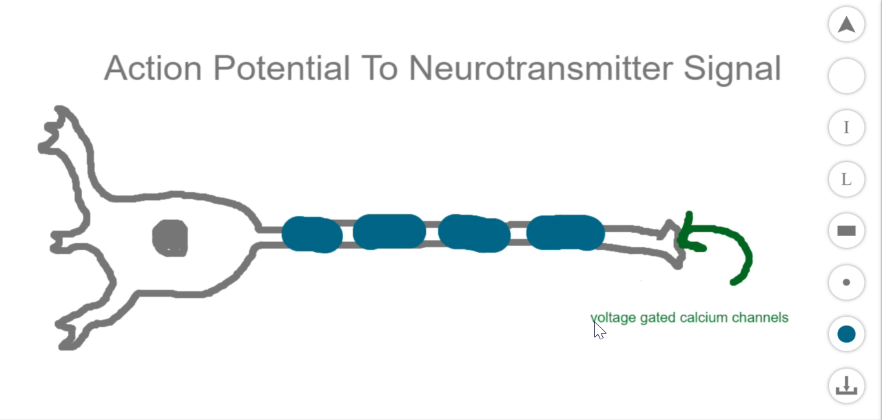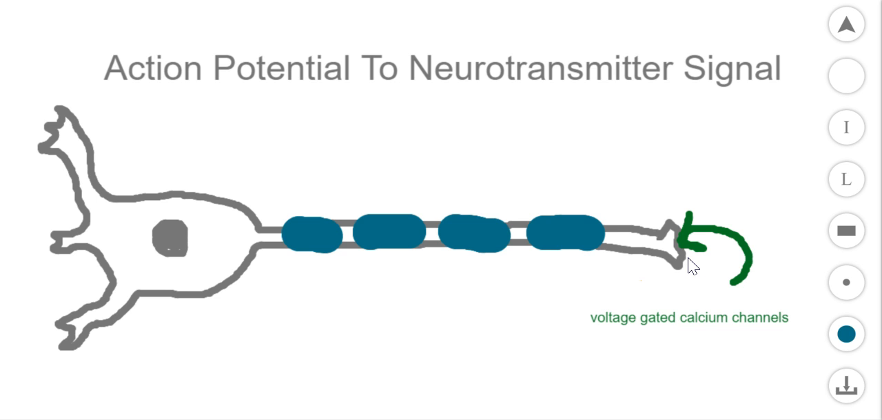What we'll actually have is voltage-gated calcium channels at the end. And that's different from up here. Up here, it wasn't so important that it be calcium specifically that gets into the cell. What we really need is for the voltage to change. Here it has to be voltage-gated calcium channels because the calcium is actually going to bind to some proteins in here and cause vesicles to release neurotransmitters.